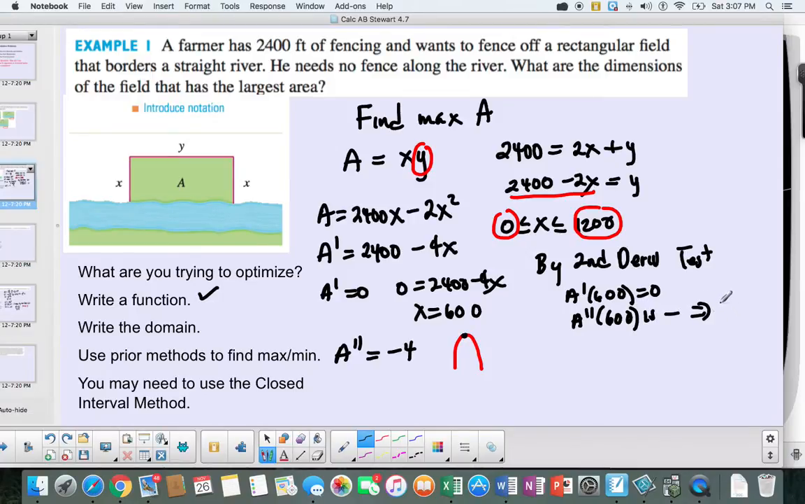That implies a maximum. Now it says what are the dimensions, and so the dimensions, always try to answer the question. The dimensions will be 600 by, and remember that I'm trying to find y over here. If I put 600 in for x, then it'll be 1,200 for y. And I should be putting units here, feet, and then this will be feet as well.